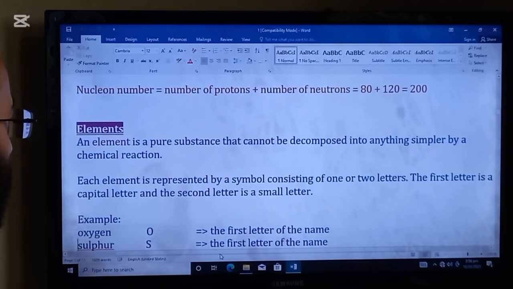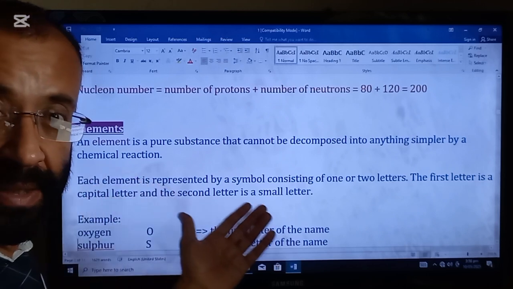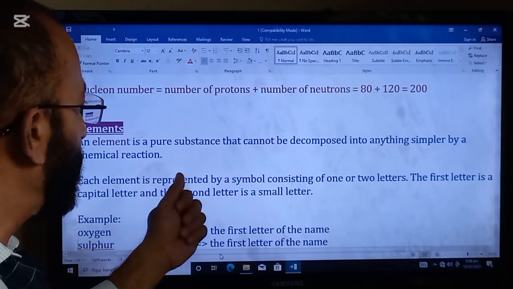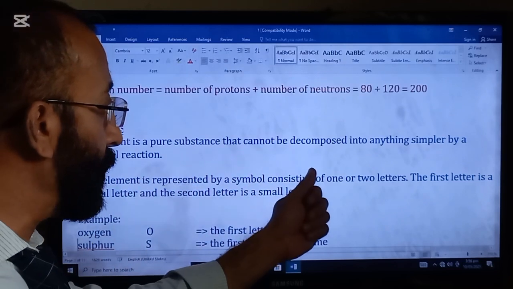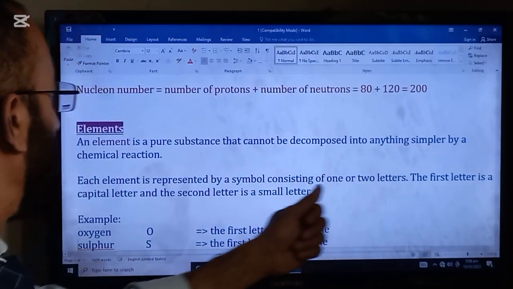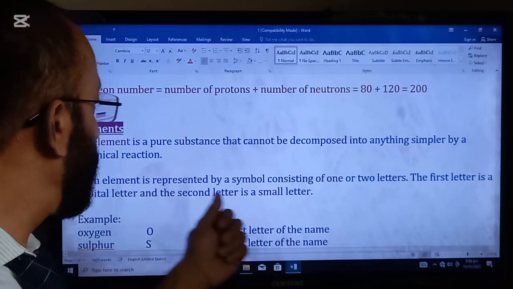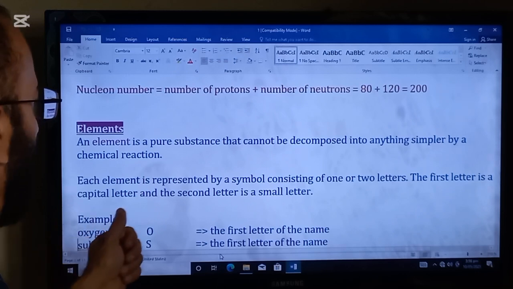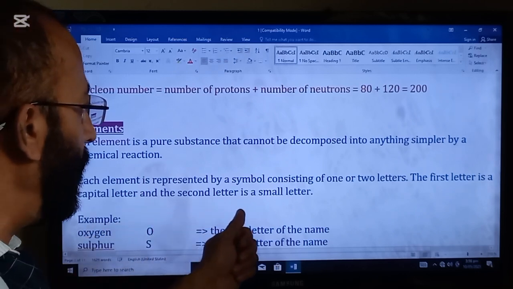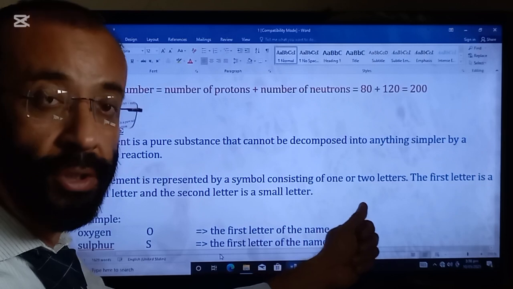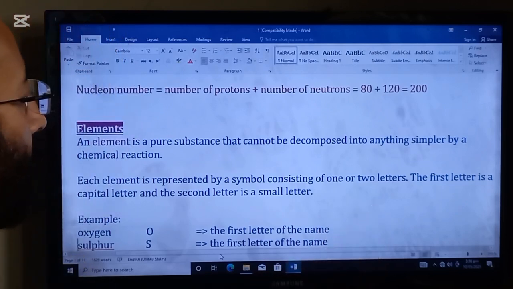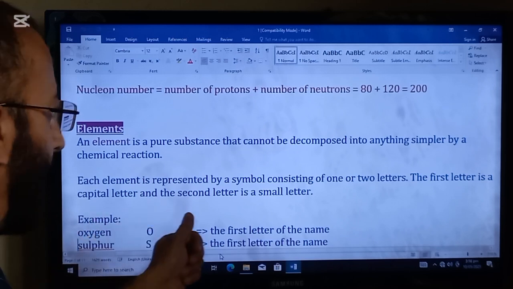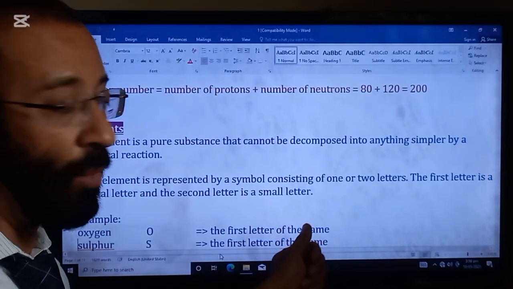The next topic in the lecture is elements. An element is a pure substance that cannot be decomposed into anything simpler by a chemical reaction. Each element is represented by a symbol consisting of one or two letters. The first letter is always a capital letter and the second letter is always a small letter.